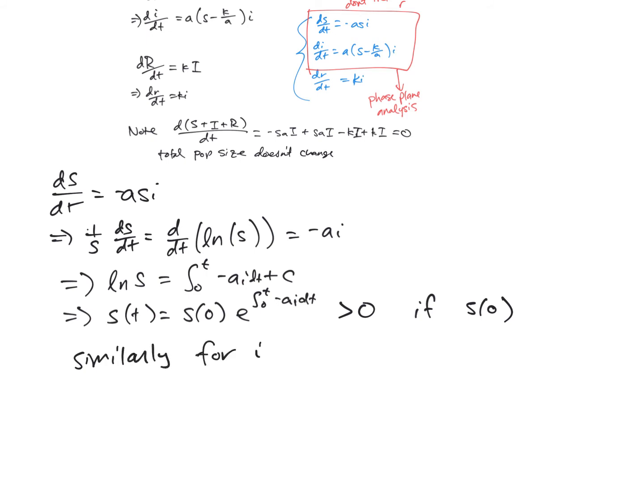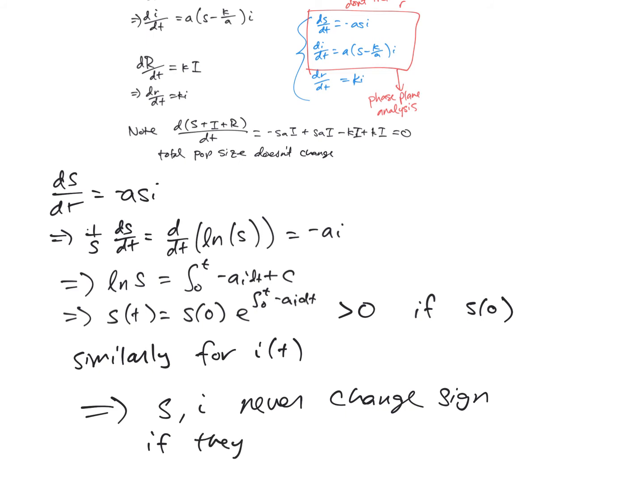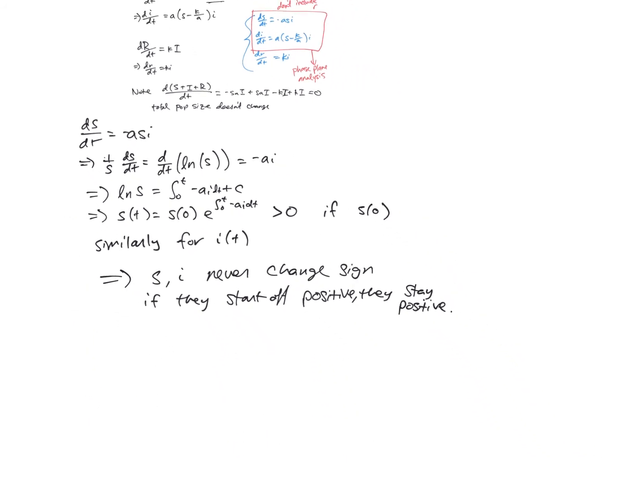Okay, so similarly for I of t. So what we have found is that S and I never change sign. If they start off positive, which of course they are, because the number of infected people or the number of susceptible people is never going to be negative, then they stay positive. All right, so that observation we're going to need in a little bit.